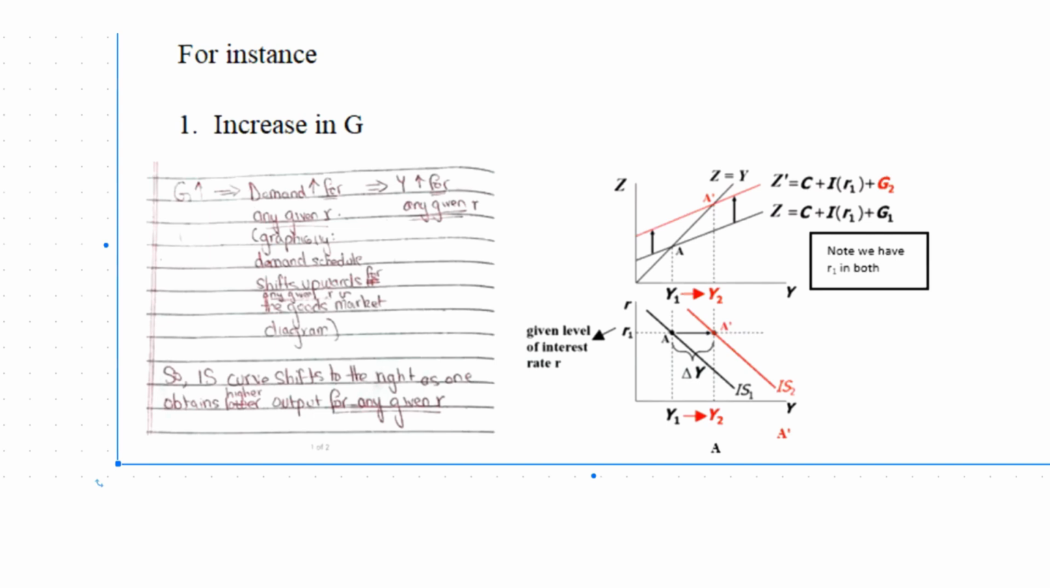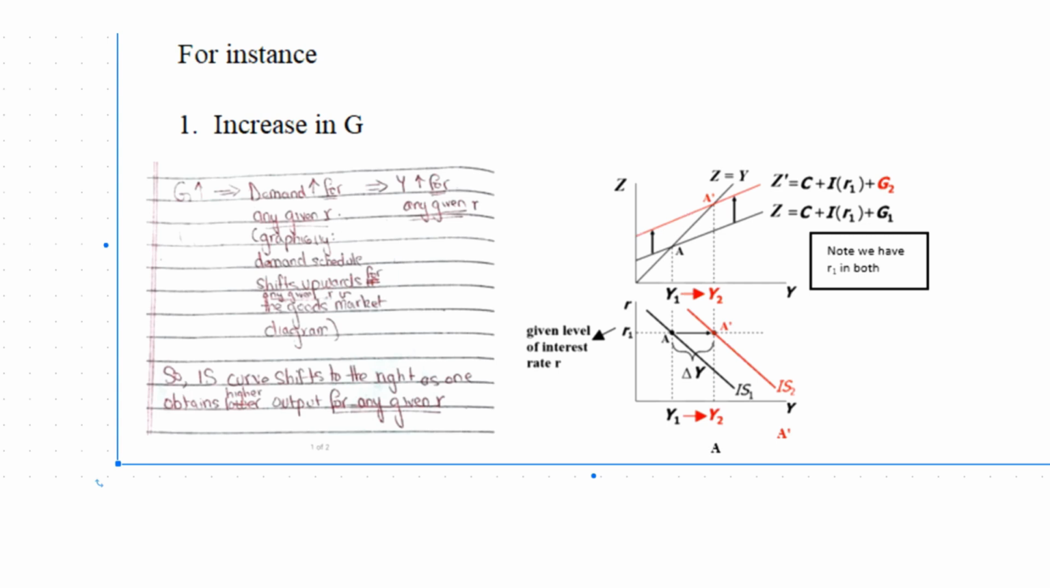As a result of this, we can see that Y increases for any given R. Here we're doing it for R1, that for R1, output increases, but if instead of R1 we had any other given level of interest rate, output would have increased for that given level of interest rate as well. So when G increases, demand increases for any given R. Here we're looking at R1, but it could be any given level of interest rate. We could have done it for R0, we could have done it for R2, any, right? So as a result, output increases for any given R.